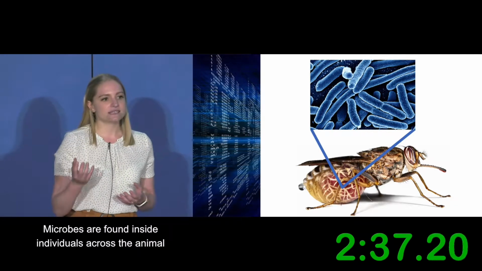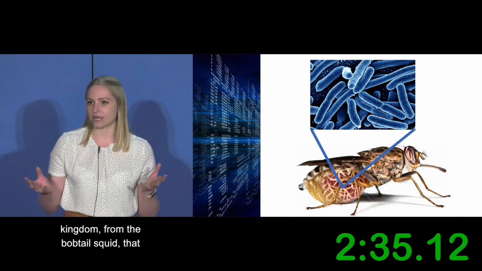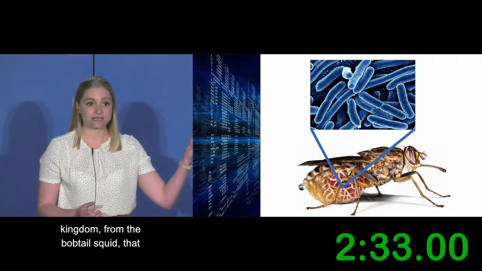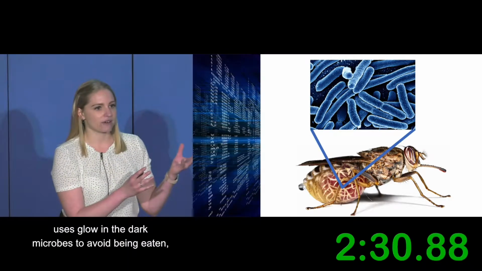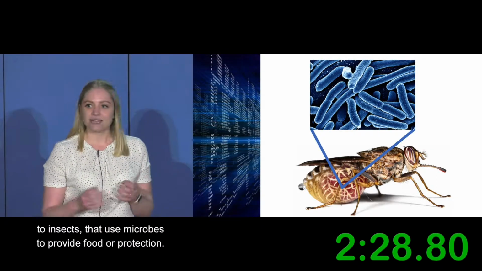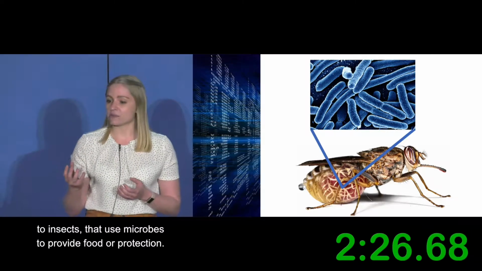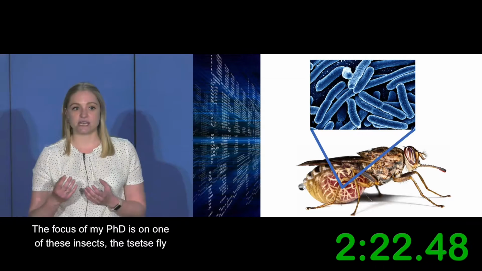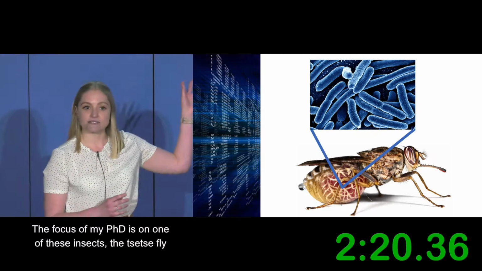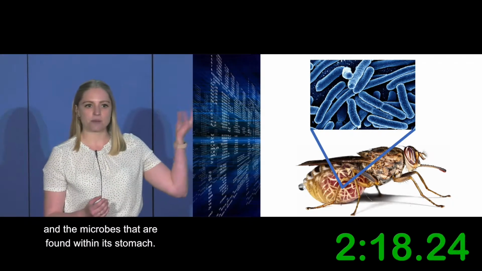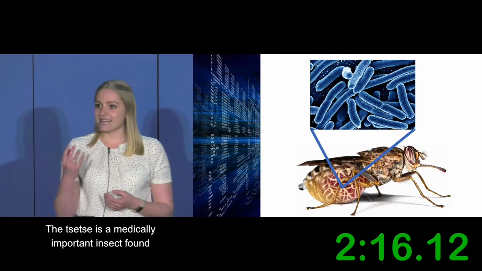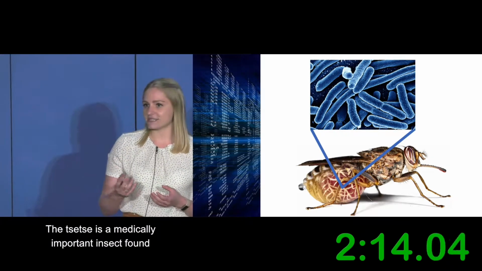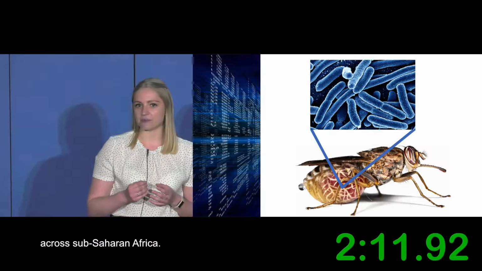Microbes are found inside individuals across the animal kingdom, from the bobtail squid that uses glow-in-the-dark microbes to avoid being eaten, to insects that use microbes to provide food or protection. The focus of my PhD is on one of these insects, the tsetse fly, and the microbes that are found within its stomach. The tsetse is a medically important insect found across sub-Saharan Africa.